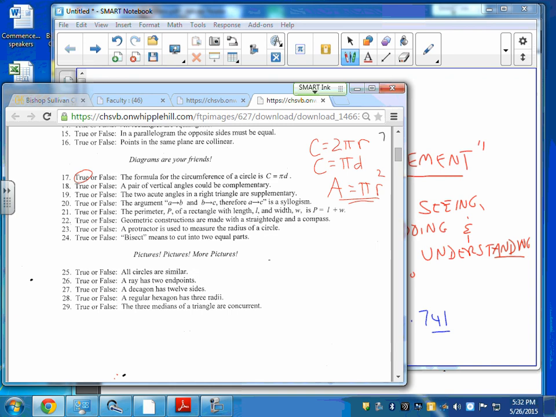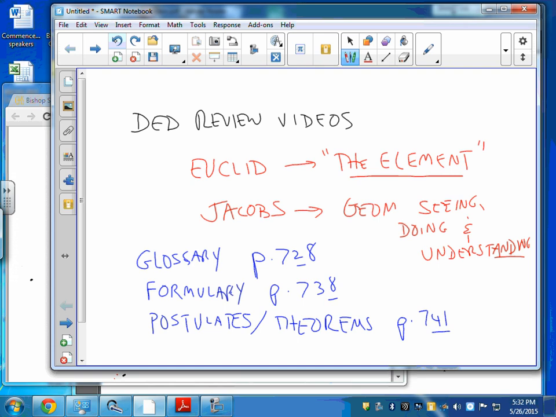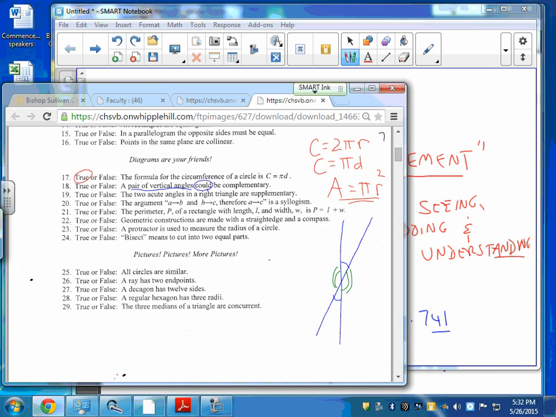Okay, number 18, a pair of vertical angles could be complementary. So a number of ideas here. First of all, let's draw some vertical angles. Okay, so this and this are a pair of vertical angles. By the way, the obtuse ones over here are also vertical, but let's just concentrate on the blue ones for starters. Okay, so let's see. We'll take these green ones out of there just for a second. Now the question is, could these 2 angles be complementary?